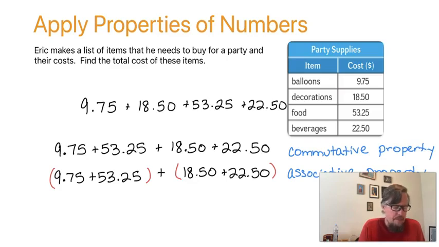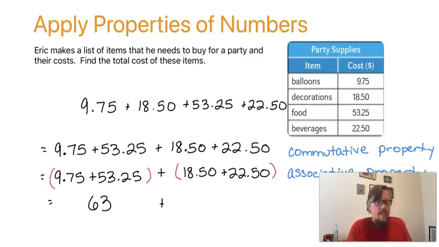Okay, well, this makes the math much easier because $9.75 plus $53.25 is a whole dollar amount, and the whole dollar amount here is $63. Guess I need my equal signs here. This is $63. The same thing happens with $18.50 plus $22.50. 18 plus 22 is 40, and then 50 cents plus 50 cents is a dollar, so $41.